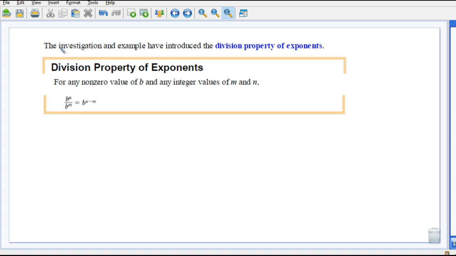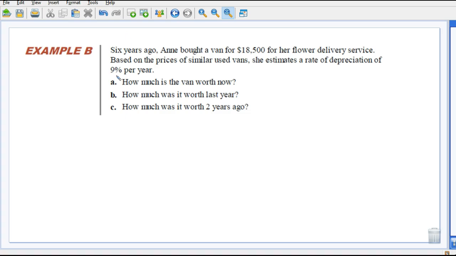Now we go on to the next part. This investigation and example have introduced the division property of exponents. So for any non-zero value b and any integer values of m and n, that means they have to be positive or negative whole numbers, right? No 2.3, 8.1, anything like that. b to the n divided by b to the m equals b to the n minus m. Hopefully a lot of you are saying, yep, I think I got that already. Great. Good. So now let's do another example.